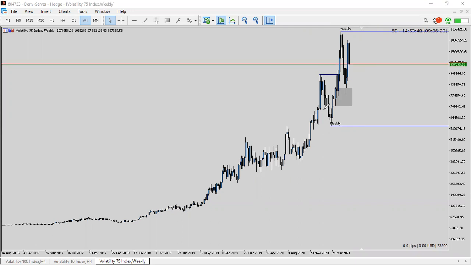It's just that you have to be a bit more precise with your targeting, and that is why I prefer to get out before the previous high in the case of a demand zone, or before the previous low in the case of a supply zone.